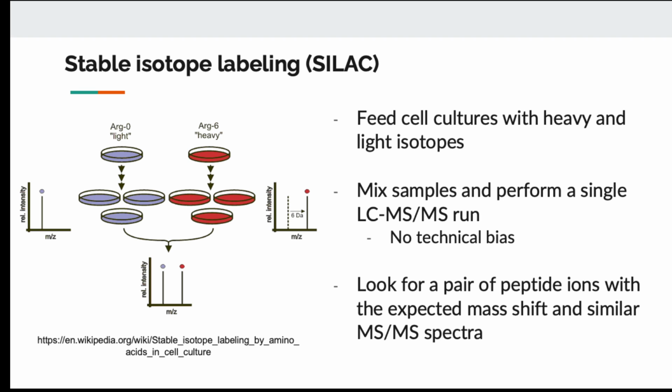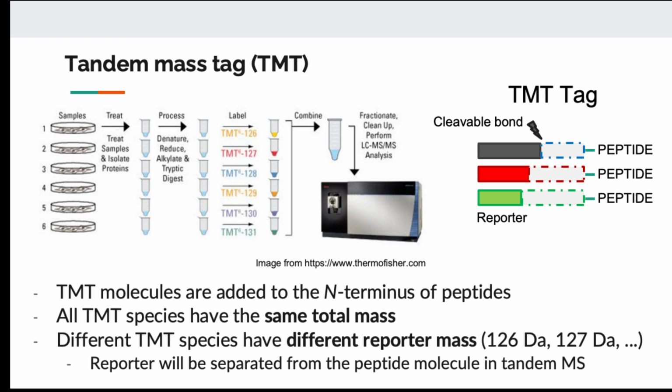But this only applies to cell lines. You have to feed it long enough until it incorporates the isotopes. But if you are analyzing a blood sample, you cannot culture. You have to analyze it as it is. So the other technique that people came up with is called tandem mass tag.